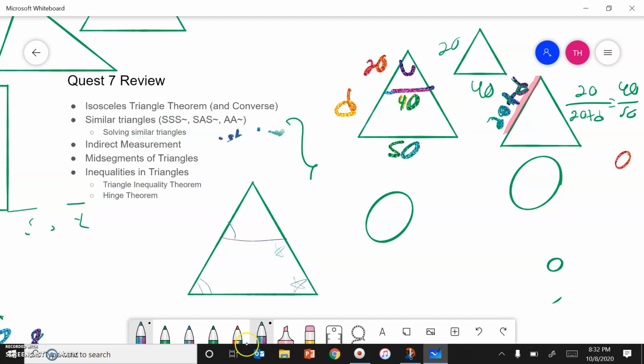Okay? And then the last day and a half, we've been talking about the Hinge Theorem and the triangle inequality. Longest side is opposite to the largest angle. The shortest side is opposite to the smallest angle.